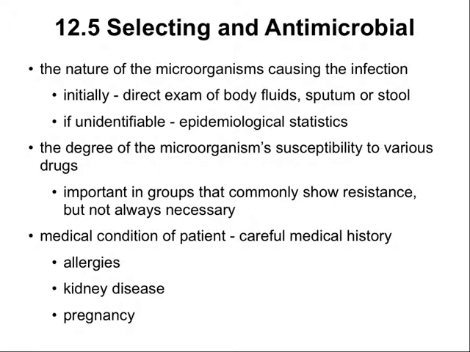Then the doctors resort to epidemiological statistics, as in what's most common in that area at this point in time that presents in this sort of manner. It's particularly important to look at the susceptibility of the microbe in question, especially when it's in a group that commonly shows resistance. Now, many groups don't show resistance, so it's not always necessary to be this cautious about looking at susceptibility. When we're considering the medical condition of a patient, we need to consider, do they have any allergies? What's their previous history? Do they have kidney disease? Are they pregnant? Is there heart disease involved? Because this can greatly affect the drug that's chosen.